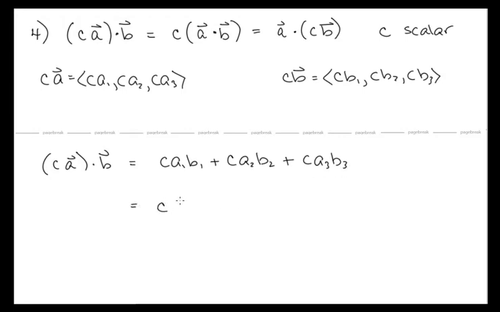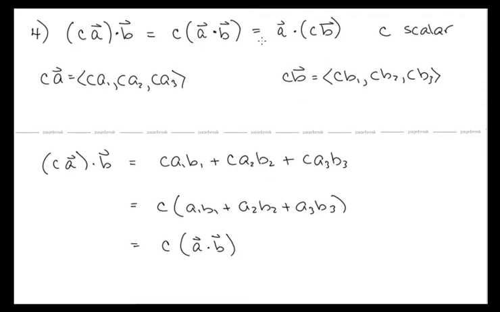Now if we factor out the C, we notice that this is C times A dot B. And we've proven the first equal sign. Right? We've got from here to here.